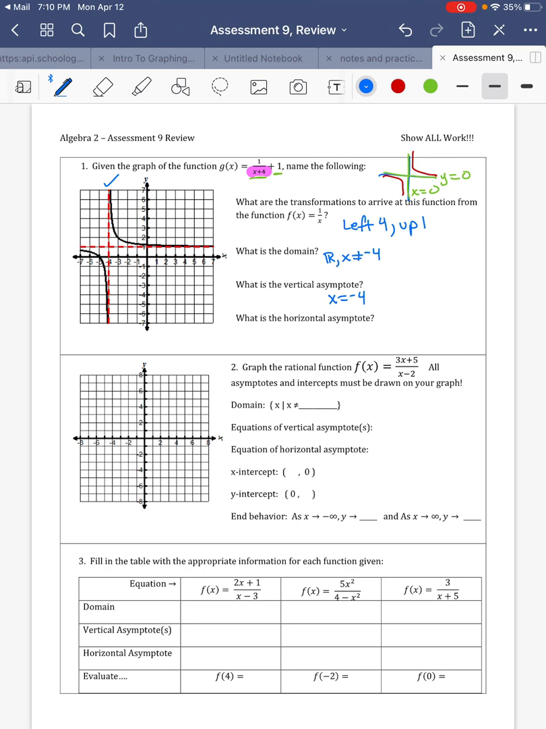The horizontal asymptote, that comes from, it's moving up. Basically, you're moving this up 1. So that is y equals 1. But it also comes from when you put this problem together. Because you might look at that and be like, oh, well, it's 1 over x plus 4. The horizontal asymptote is 0.